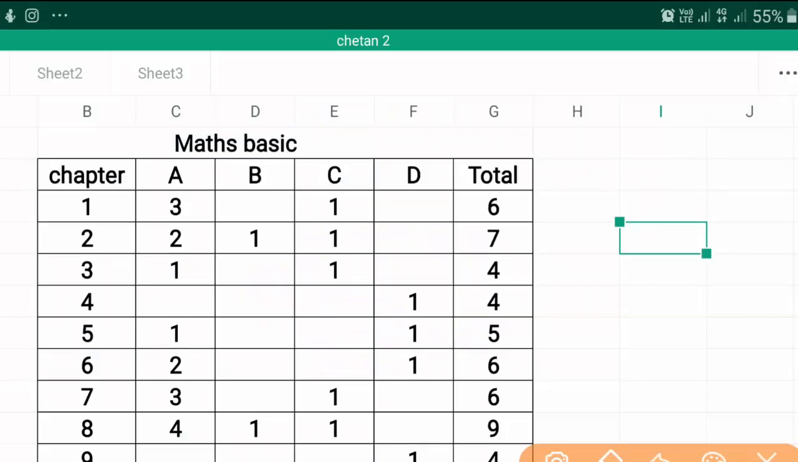Now moving towards the analysis. You can see I had prepared one chart, or you can say blueprint, of that basic math sample paper. We will start from chapter 1: 3 questions of 1 mark, and 1 question of 3 marks, so total 6 marks from chapter 1. And from chapter 2 you can see 2 questions of 1 mark, 1 question of 2 marks, 1 question of 3 marks. So 2 plus 2 plus 3, total 7 marks.